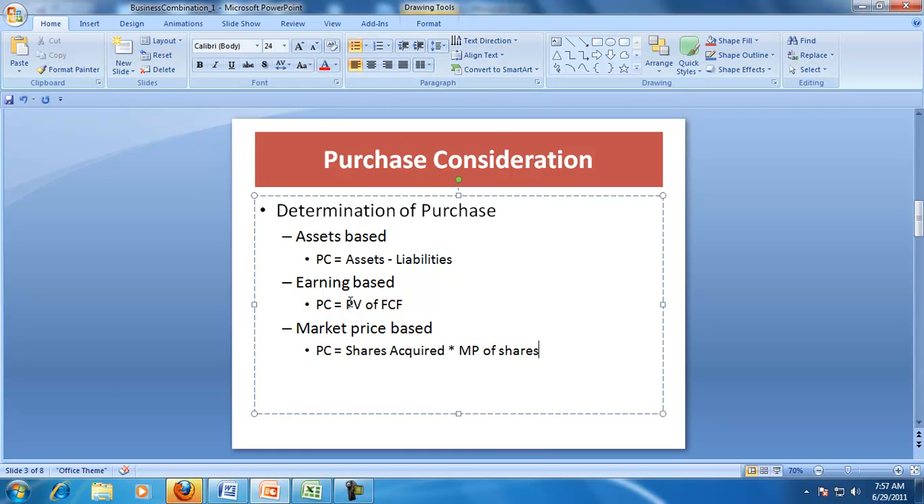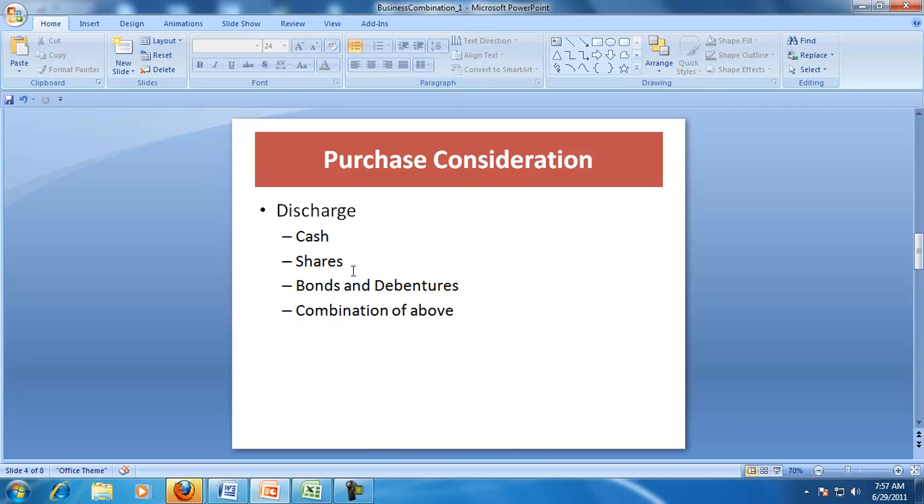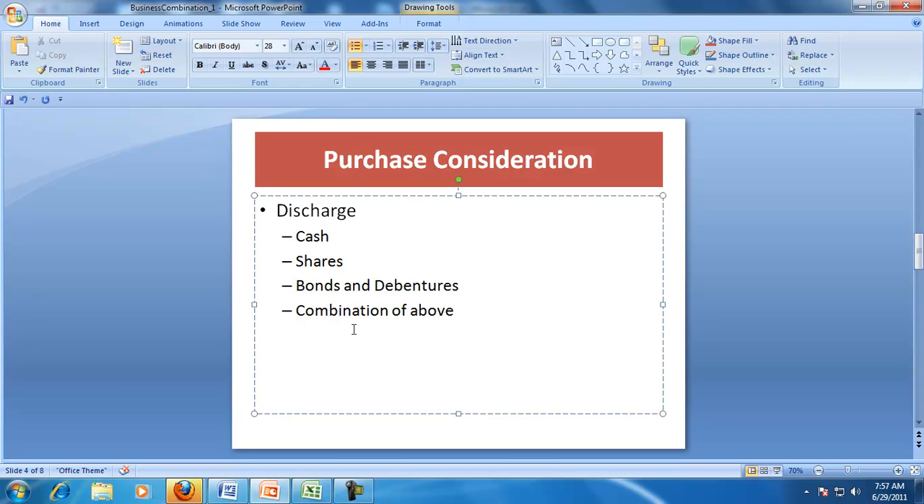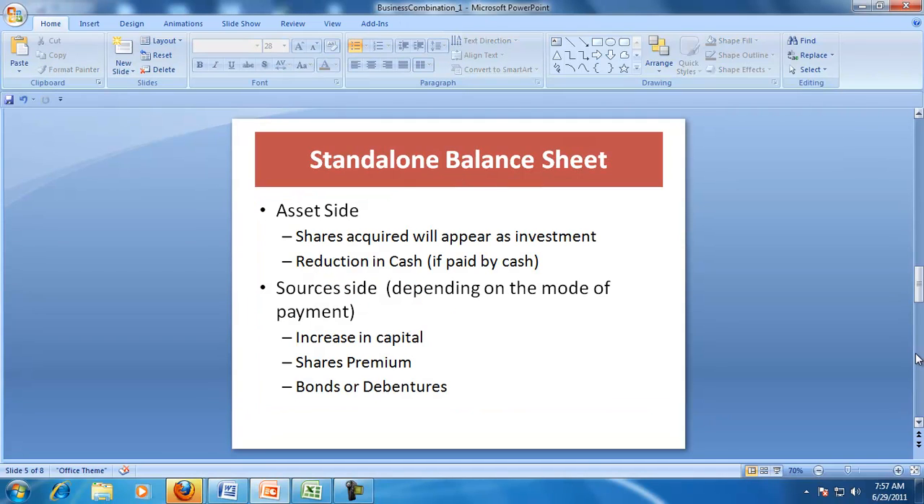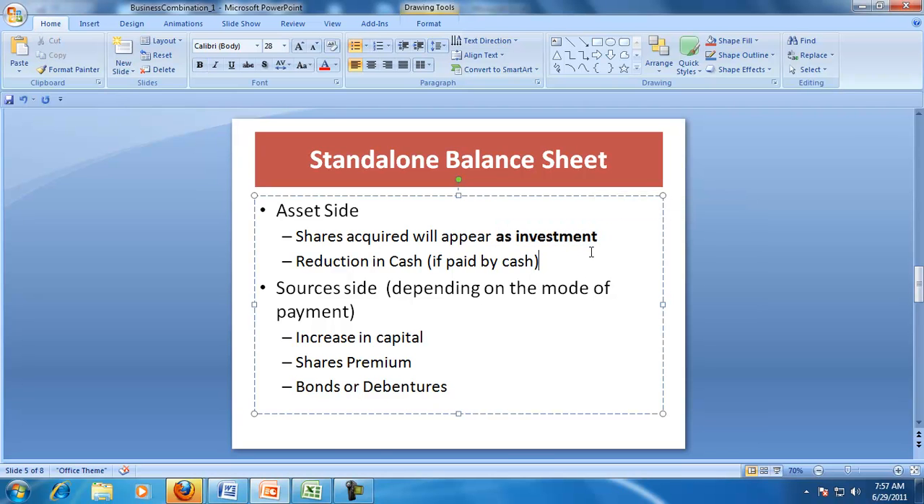Okay, so purchase consideration can be determined in any of these manners, and it can be discharged either through cash, or through shares, or through bonds and debentures, or a combination of these methods. In a standalone balance sheet, in the books of the buyer, on the asset side, the shares acquired will appear as investment, and there will be a reduction in cash if cash is paid, or an increase in capital if the purchase consideration is discharged through issue of shares, and if the shares are issued at a premium, the share premium will appear, or the corresponding bonds and debentures may be shown on the sources side. So the effect on the balance sheet depends on the discharge of the purchase consideration.